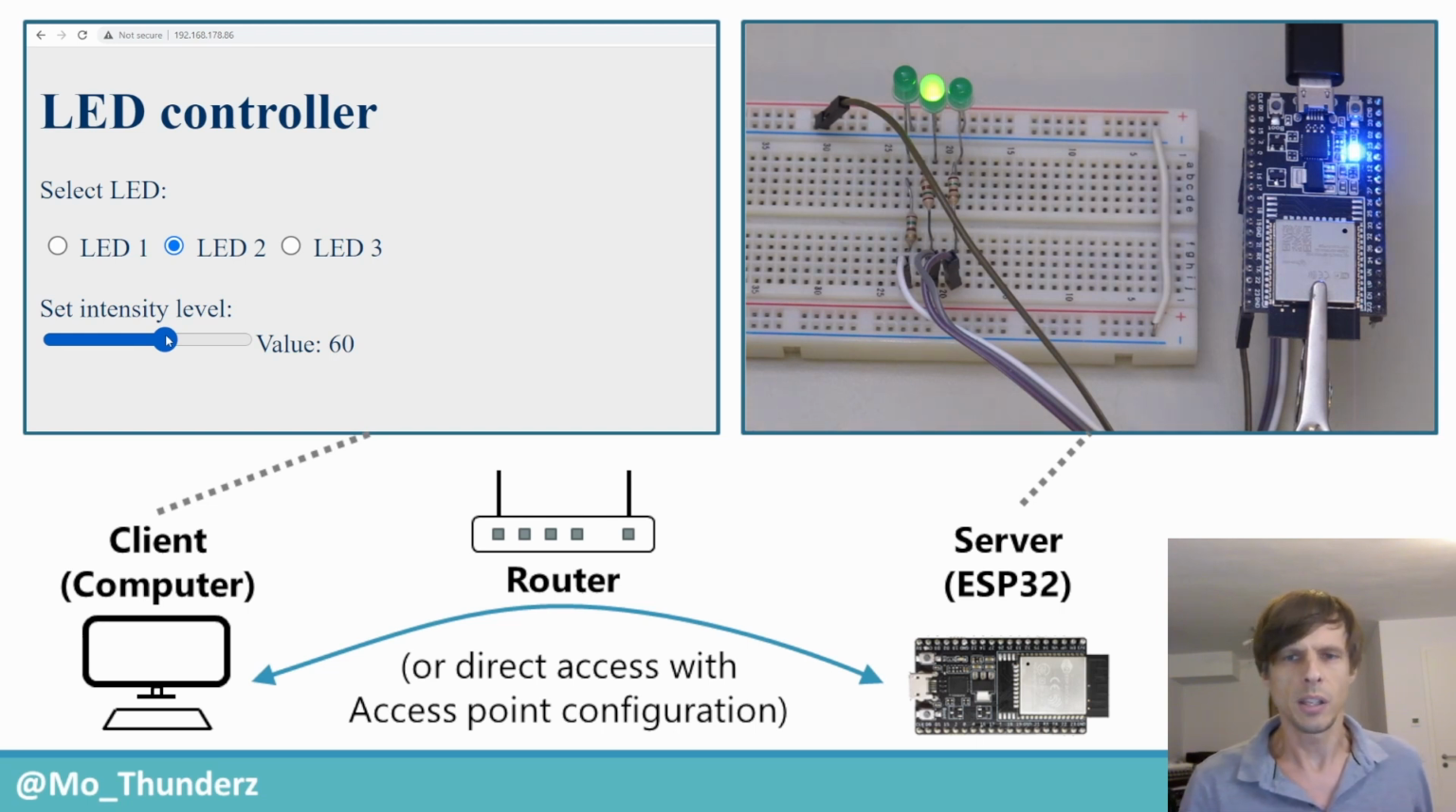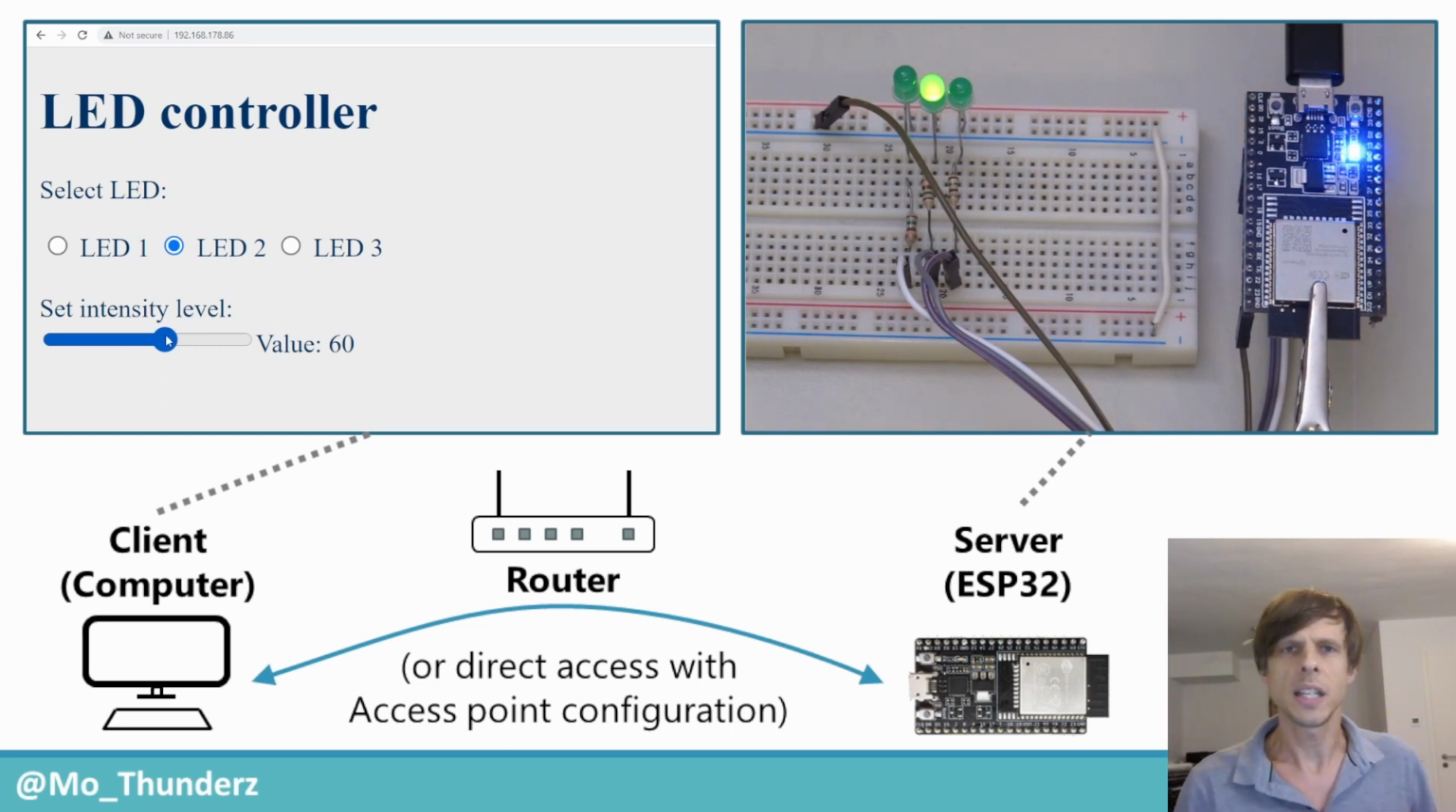So you might notice, okay, I need a router right now to set this up. That's true in this particular case. However, you can configure the ESP32 as an access point, and then the client can directly log into the ESP32, so you don't need a router in that case. I plan to do a quick video on that as well, and as soon as that is available, I'll link it above.